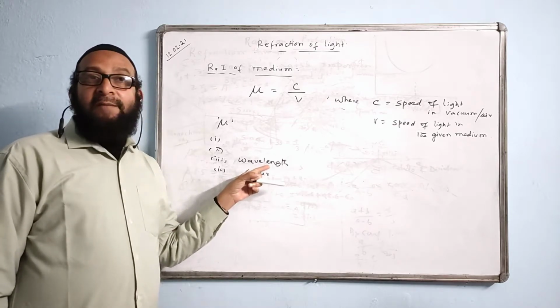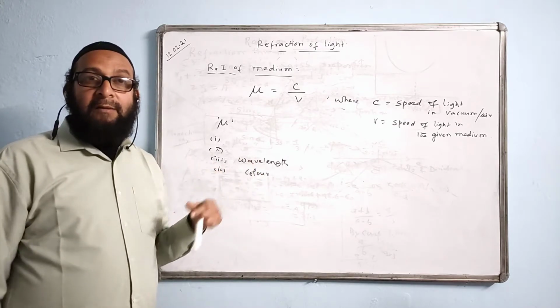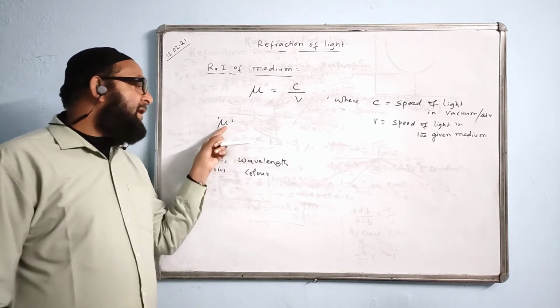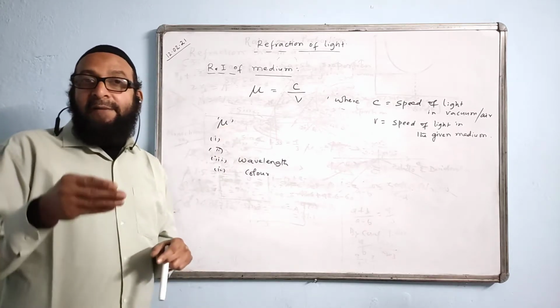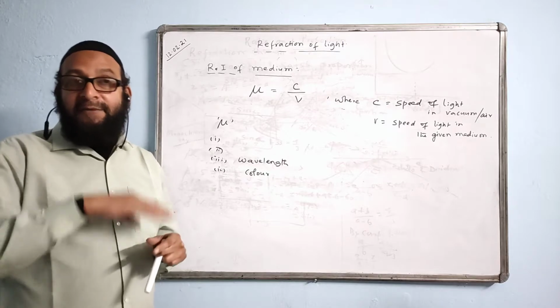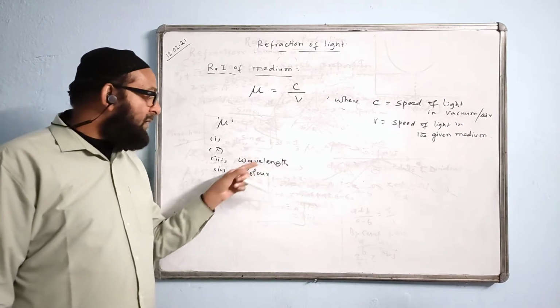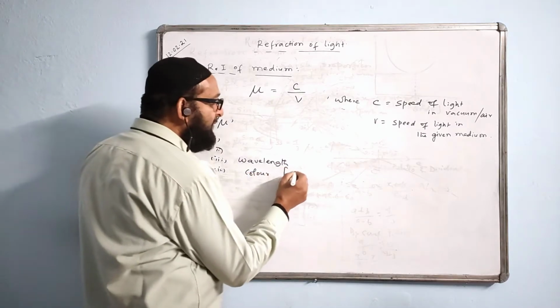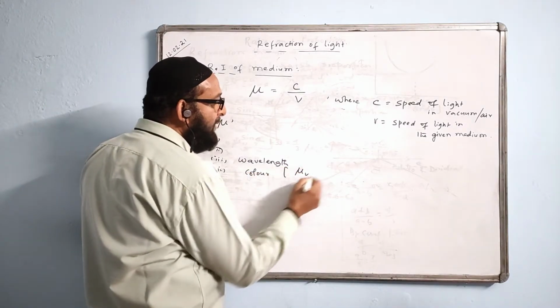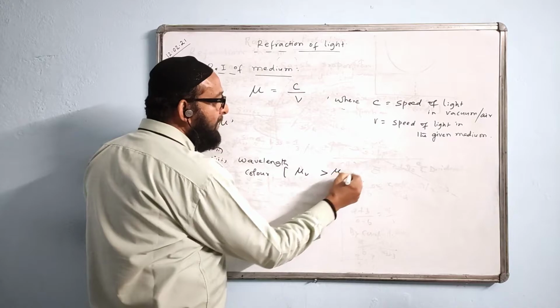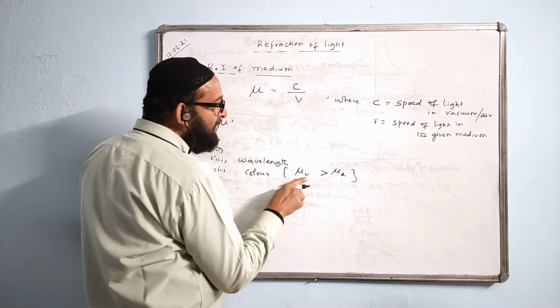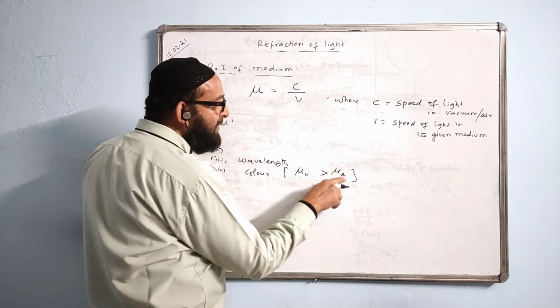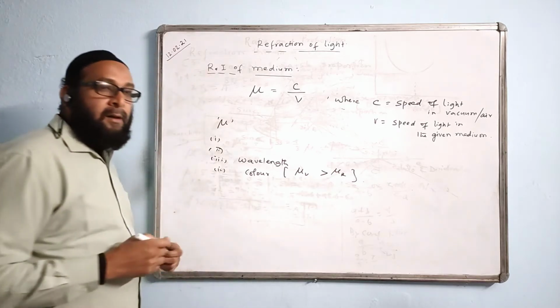Red has got the longest wavelength, and the violet has got the shortest wavelength. If the wavelength is more, refractive index is less. If the wavelength is less, that is violet, that means the refractive index is more. That is inversely proportional. But you have to know about the color. Which color has got the highest refractive index? Violet. That is, mu V is bigger than mu for red. I write like this: refractive index of the violet is bigger than the refractive index of red color.